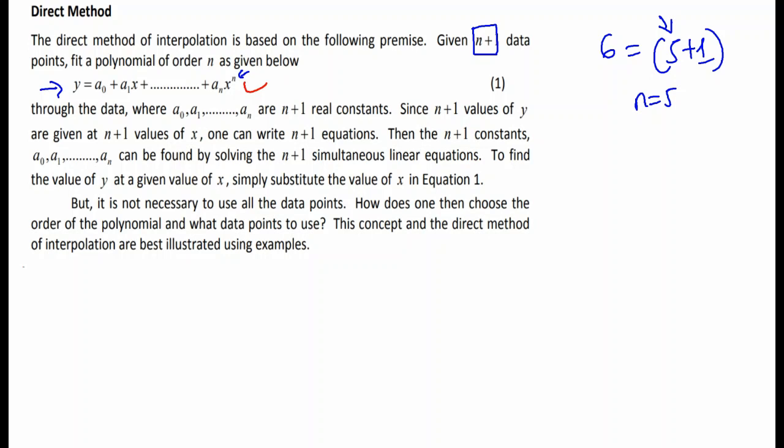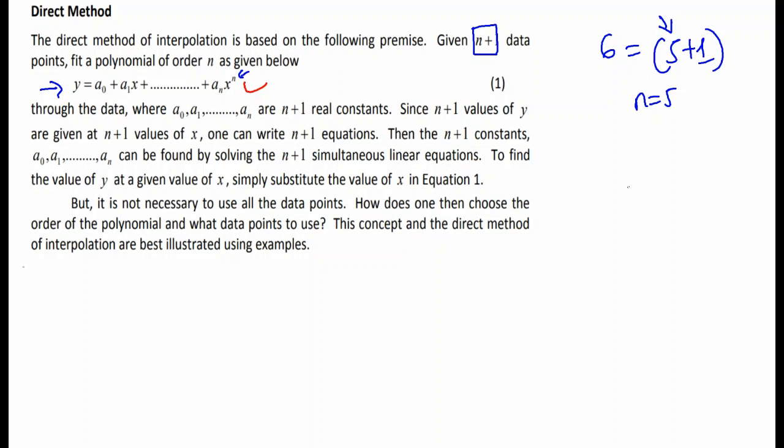When you use this polynomial of order 5, all you are going to do is consider all the given data points. You consider each x and the corresponding y value. When you do this, you are going to have some equations which contain the constants. You have to solve all the equations to get the unknowns. The unknowns will be a naught, a1 up to an. When you get the unknowns, you substitute them into the general formula to get the polynomial function for that given data. Okay, so that's what this means.